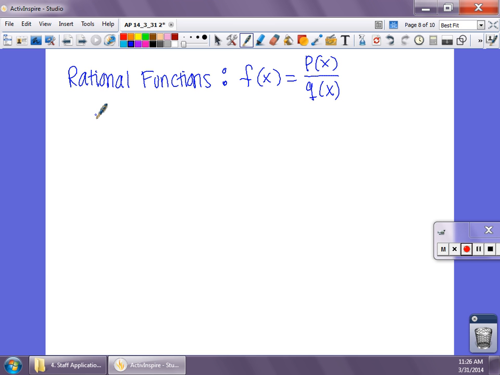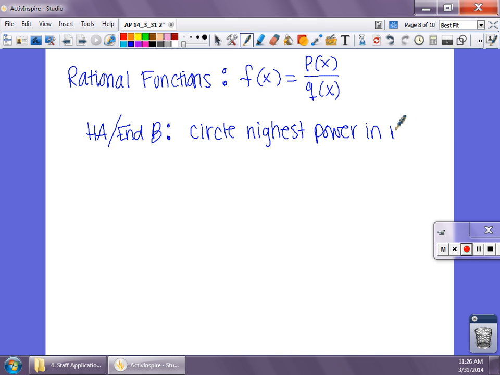Pretty much, to find the horizontal asymptote or end behavior, circle the highest power in the numerator and in the denominator. Okay? You circle one or the other. Isaac, if you're going to fall asleep, then I want you writing so you don't fall asleep. All right. You just take whichever ones are going to be the highest.